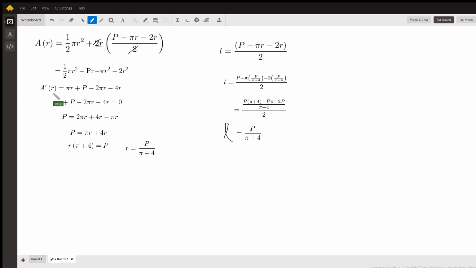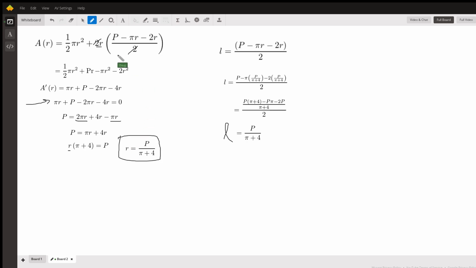And now, finally, we'll take the derivative and set it equal to 0. So here we are setting it equal to 0. Solve for r. Well, it turns out 2 pi r minus pi r is 1 pi r, plus 4r. Factor out the r, divide by the coefficient of r, pi plus 4. There it is right there.